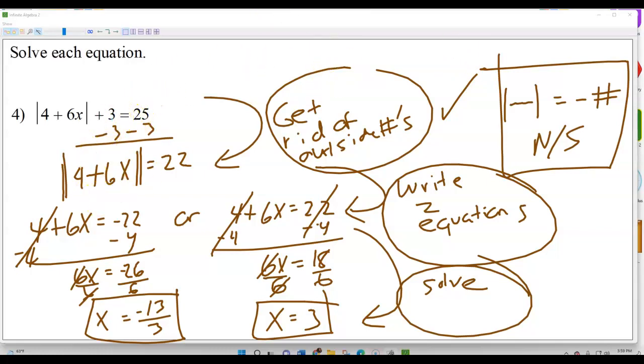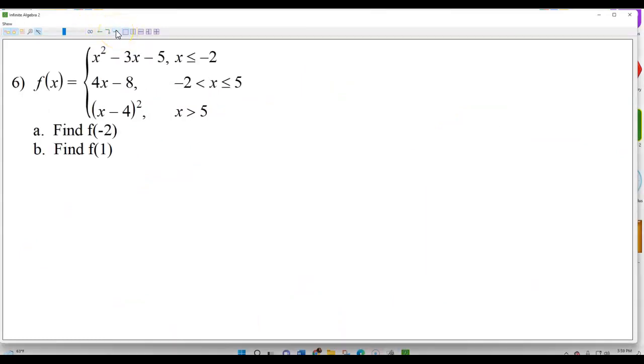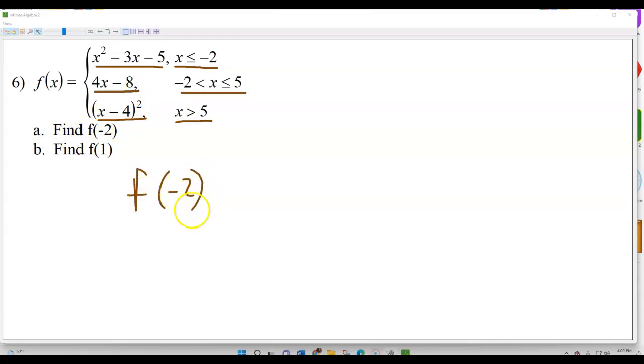So let's go ahead and move on to our next type of equation, which is the piecewise function. A piecewise function is a function that is broken up into pieces. So for all the x values less than or equal to negative 2, we're going to use this. And for all the x values between negative 2 and less than or equal to 5, we're going to use this piece. And for all the values of x that are greater than 5, we'll use this piece. So for part A, they're asking us to find f of negative 2.